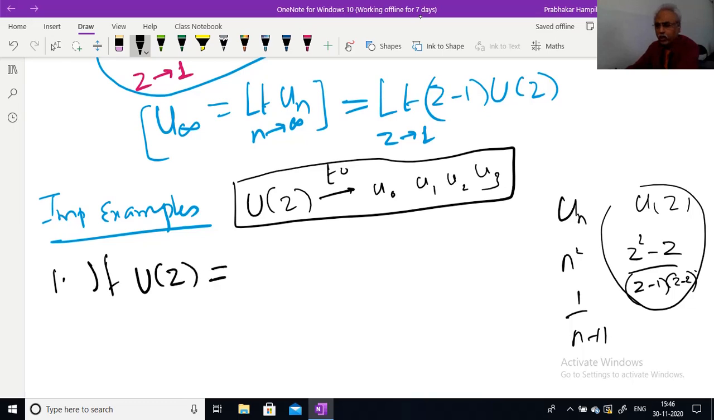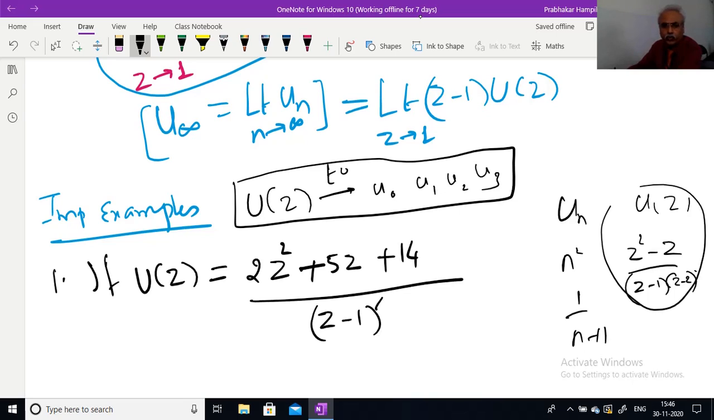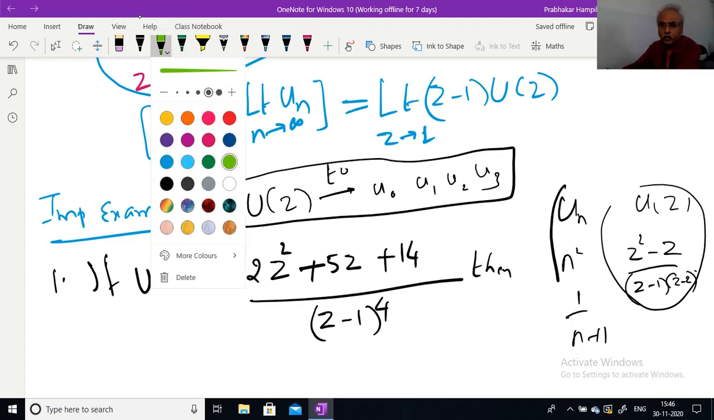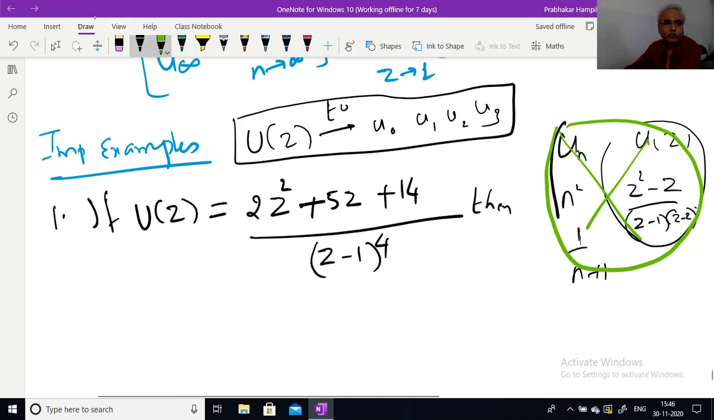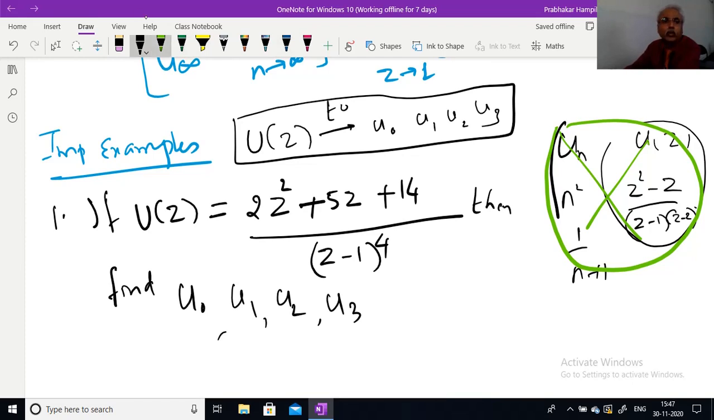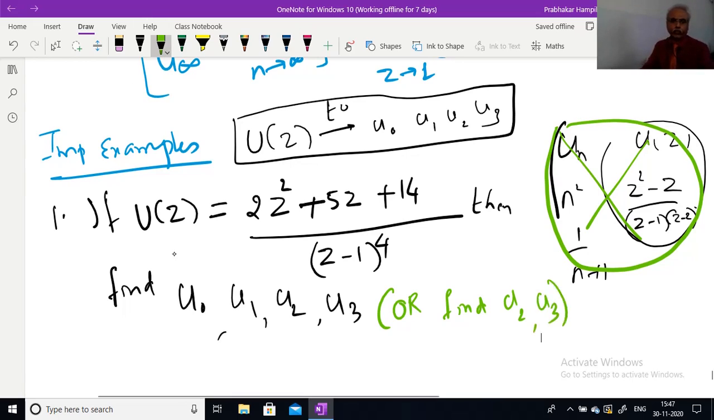If u of z is something like 2 times z square plus 5 times z plus 14, write down very carefully, divided by z minus 1 raised to 4, then find u0, u1, u2. If possible, let us find u3 also. Or sometimes you are not asked to find u0, u1, just you may be asked to find u2, u3 directly. But directly u2, u3 you can't find. To find u2, u3 you have to find u0, u1, u2. So let us start.